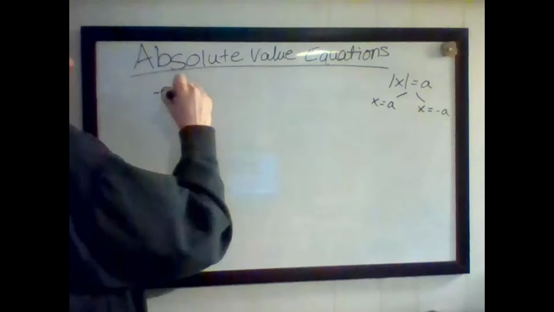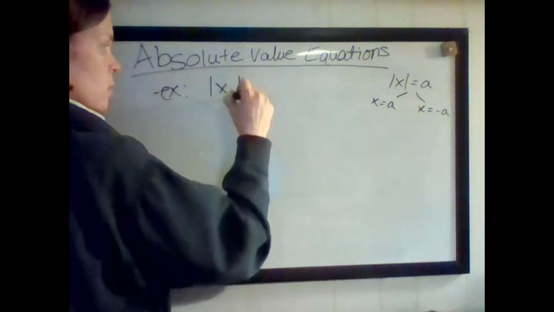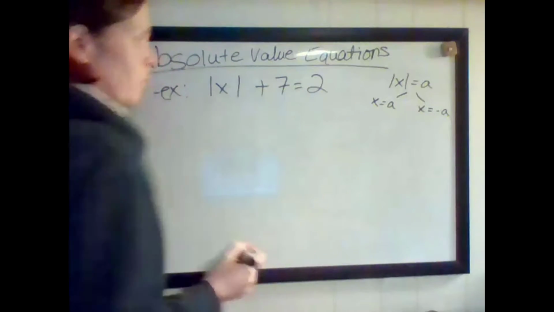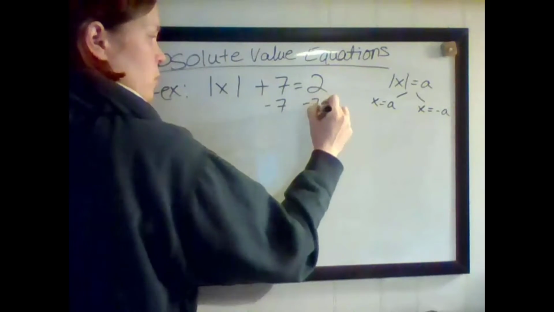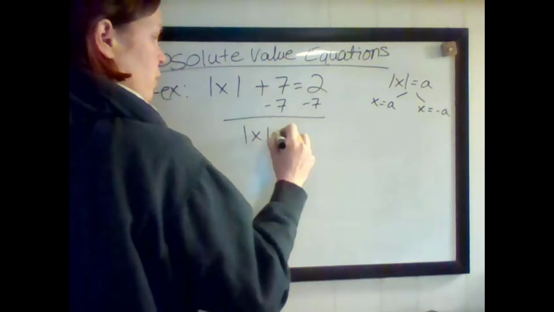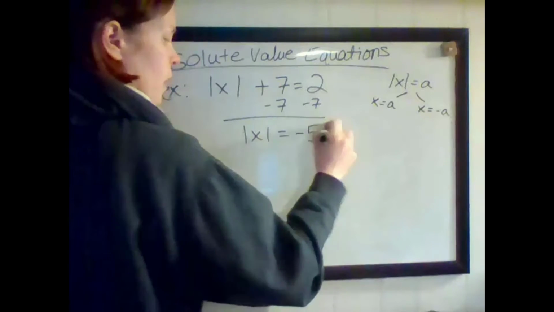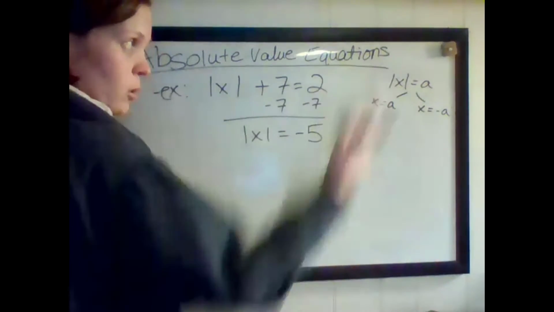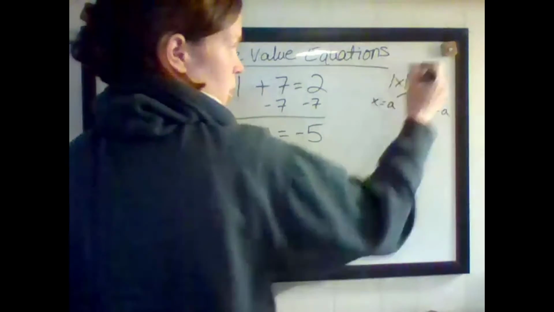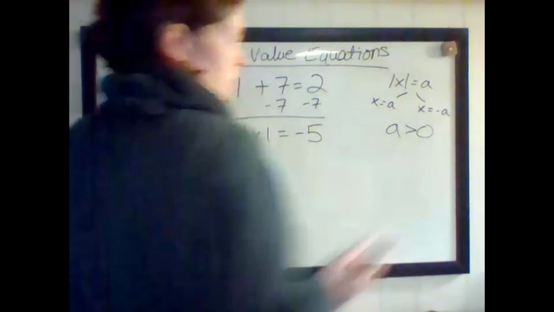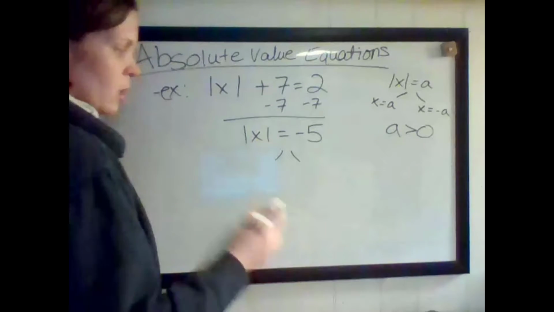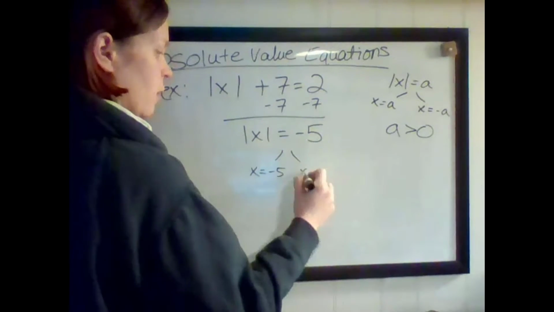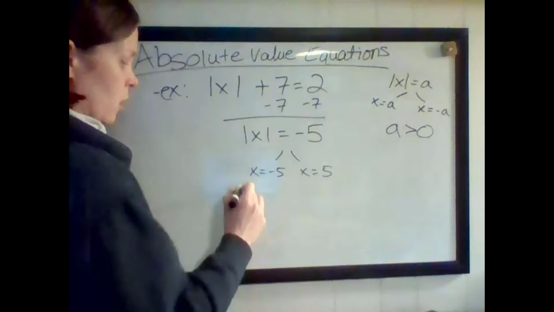How about the absolute value of x plus 7 equals 2. So minus 7 on both sides. Absolute value of x equals negative 5. So right now, my rule doesn't work, because this rule was only when a is greater than 0. Let's say I didn't realize that though, and I kept going. Maybe I said, okay, well x equals negative 5 and x equals positive 5. And let's check it out.